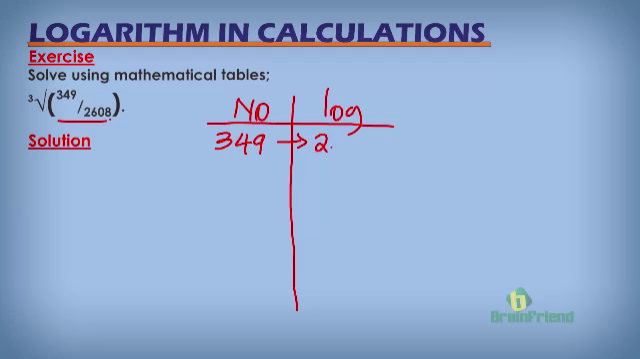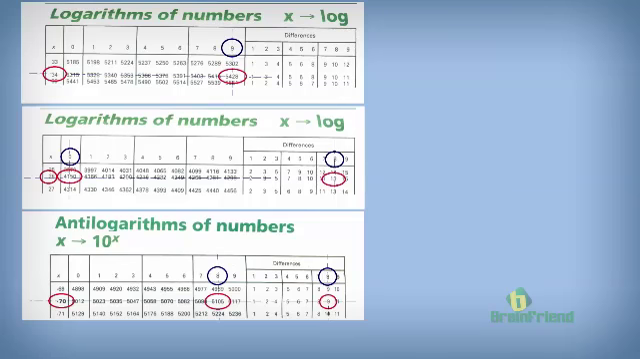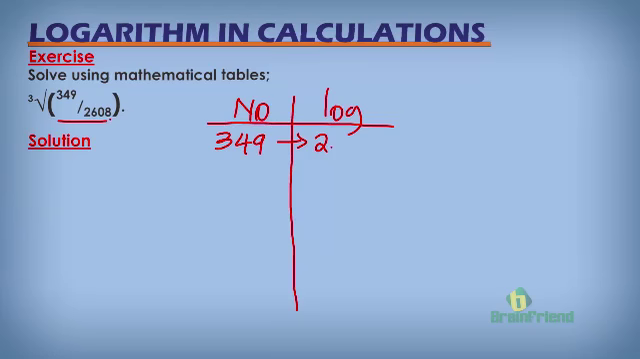Next, we'll find the mantissa using the logarithm table. 34 is traced on our row down to column 9, which is the next digit in our number string. The intercept of row and column would give us a value 5428. So we have 2.5428.